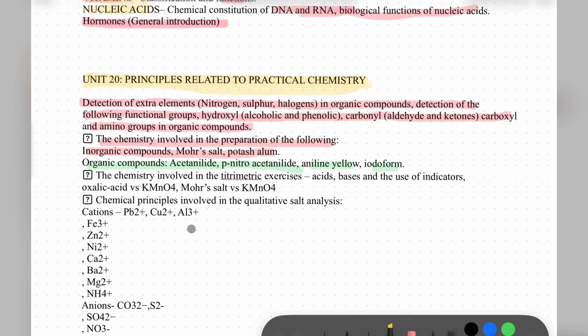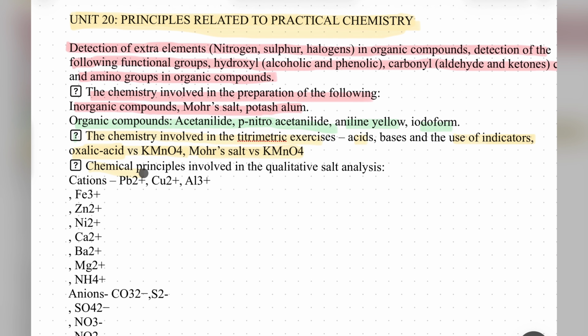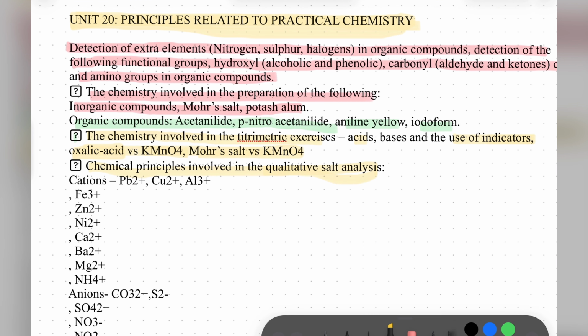And one more is there. The chemistry involved in titrimetry: acid-base titrations and indicators. What type of indicators are we using? Here, one is potassium permanganate, Mohr's salt versus potassium permanganate. These are very important. These are the chemical principles involved in qualitative analysis. Qualitative analysis is very important, all of you.